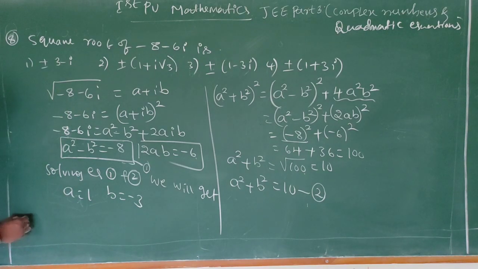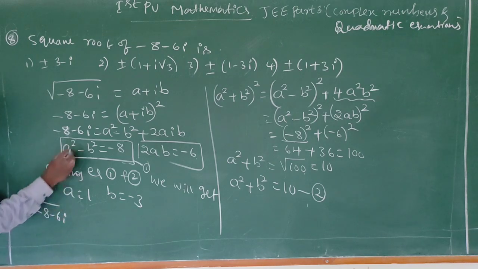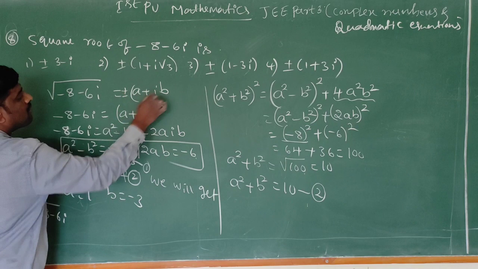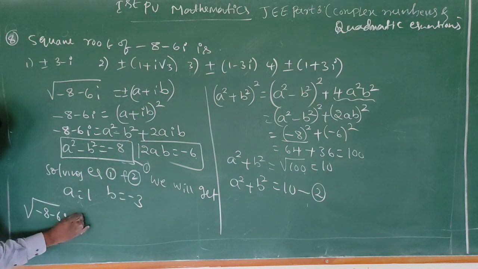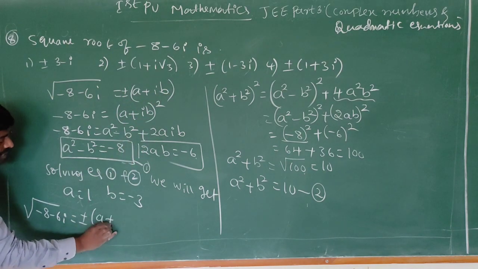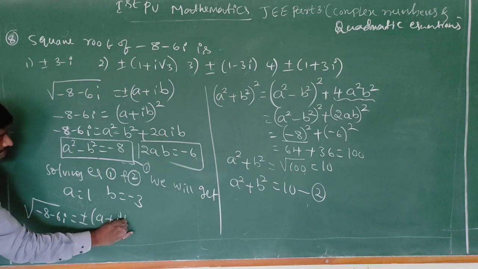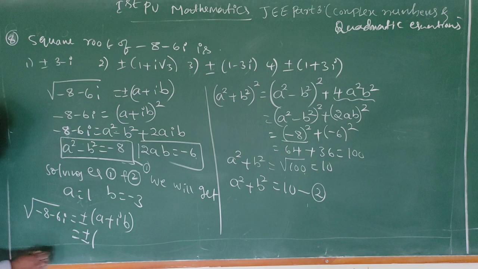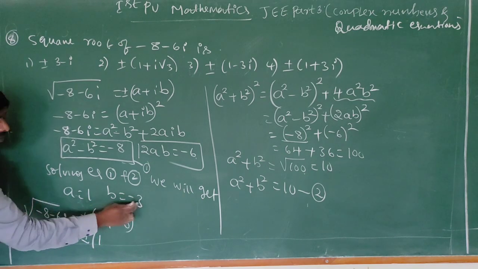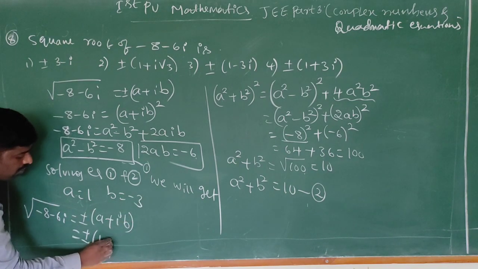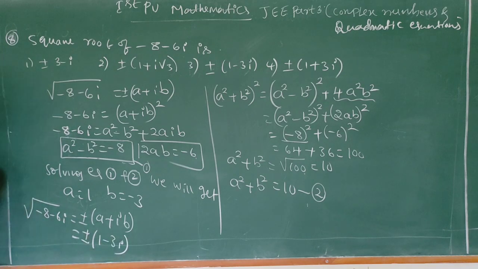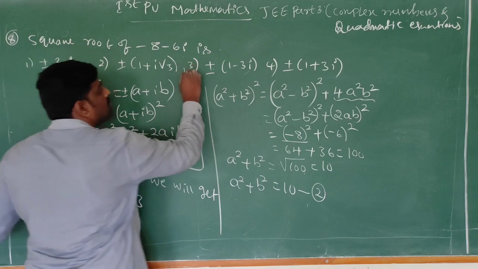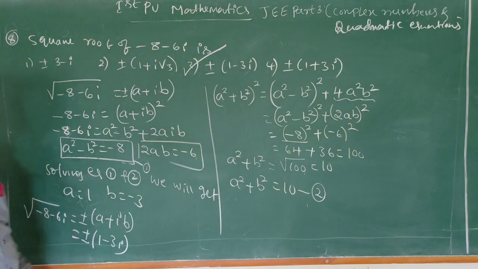Square root of this minus 8 minus 6i means plus or minus a plus ib. What is the a value? 1. What is the b value? Minus 3, that is minus 3i. That means which option? Third option. Observe once again.